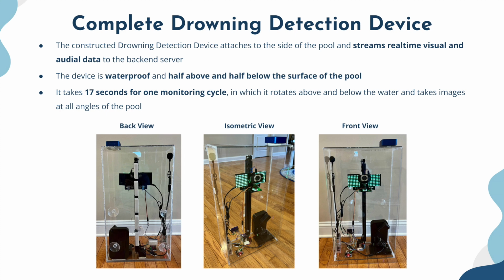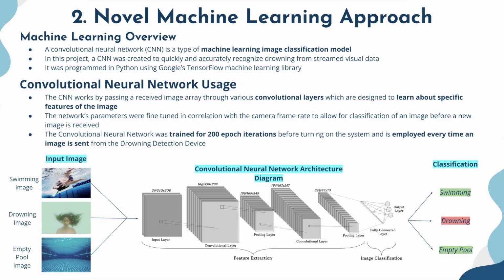The constructed drowning detection device takes 17 seconds for one monitoring cycle, in which it actuates above and below the water and streams real-time visual and audio data from all areas of the pool to the back-end server. Now that the data was being collected and sent to the back-end server, the second step of the project was to create a novel approach to analyzing all of this data.